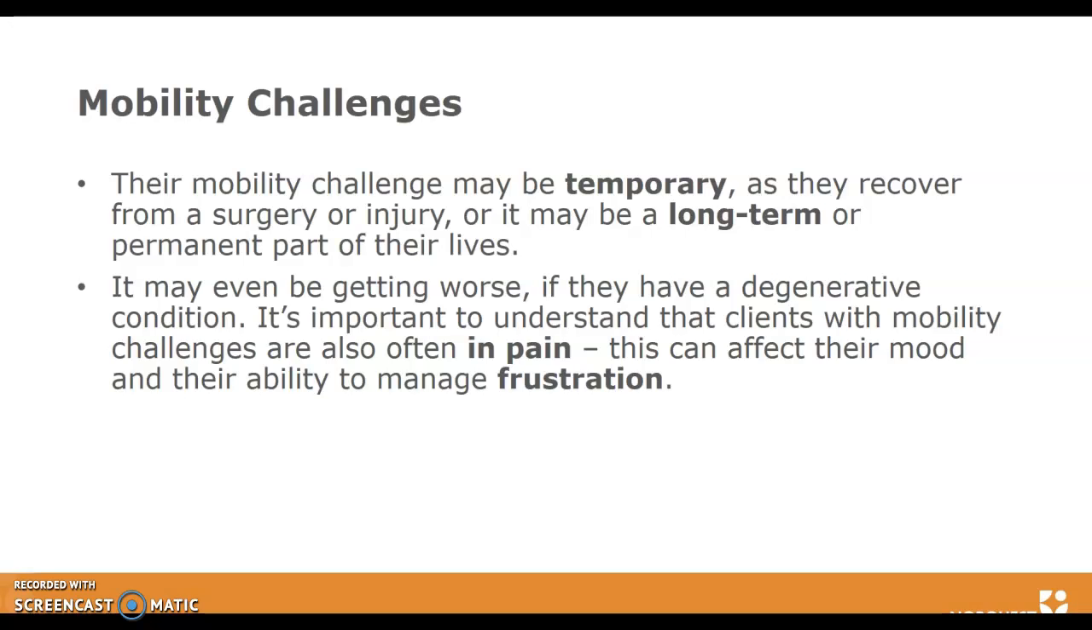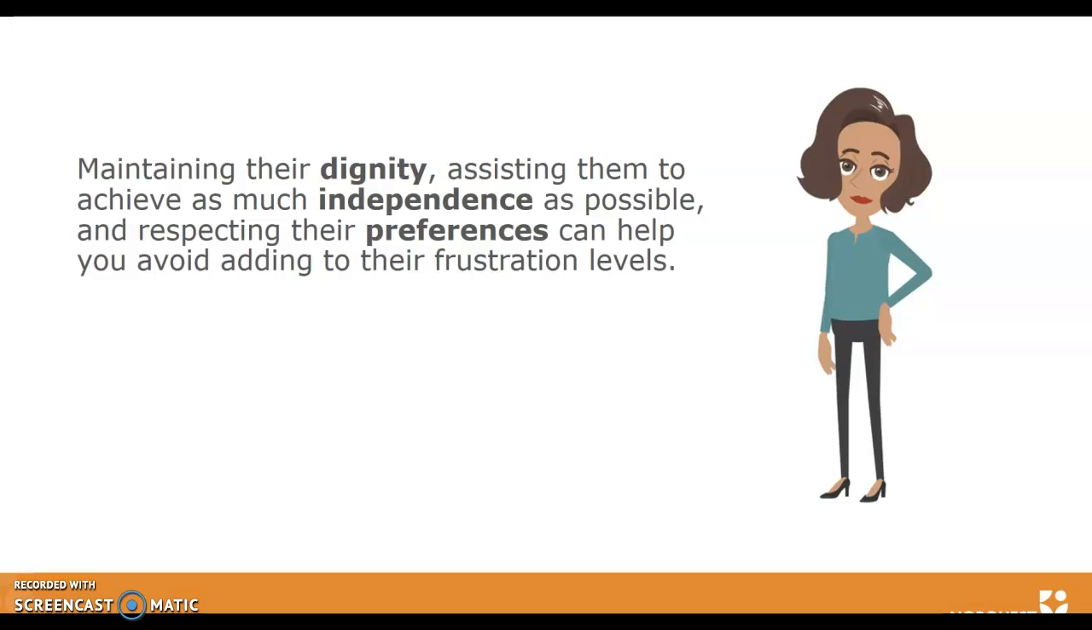It's important to understand that clients with mobility challenges are also often in pain. This can affect their mood and their ability to manage frustration. Maintaining their dignity, assisting them to achieve as much independence as possible, and respecting their preferences can help you avoid adding to their frustration levels.